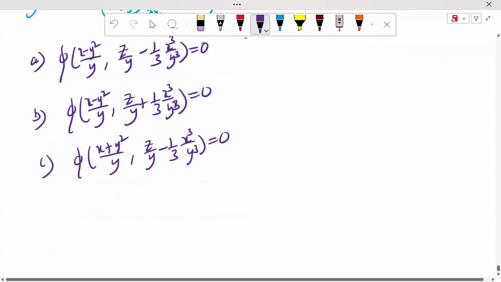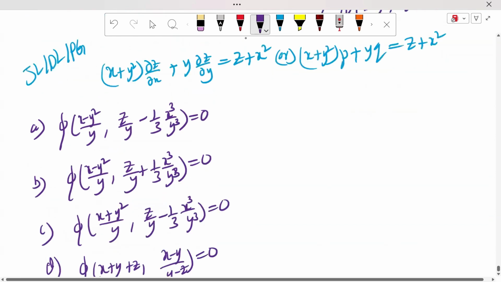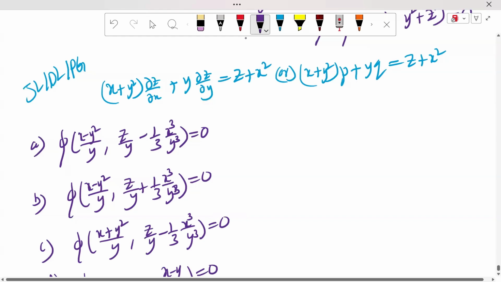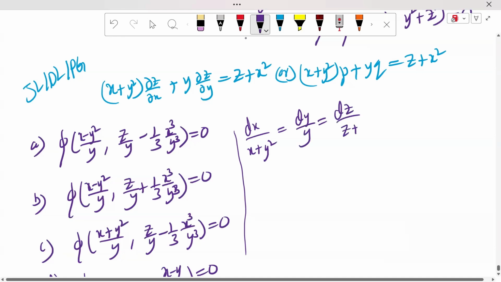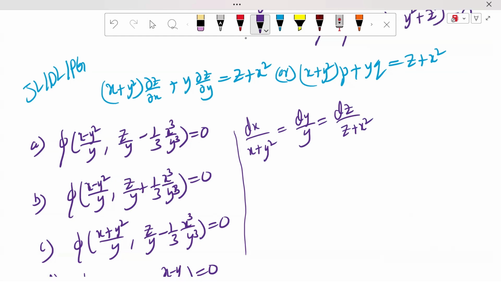Option D: phi of (x plus y plus z, (x minus y) by (y minus z)) is equal to 0. These are the options. The given question is in the form of Pp plus Qq, so it is nothing but dx by (x plus y square) is equal to dy by y is equal to dz by (z plus x square). It is the given question. How to solve this question?